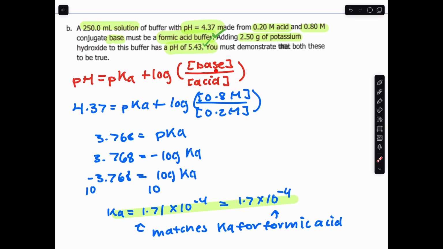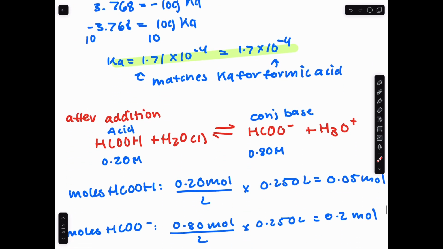So first, we're taking our Henderson-Hasselbalch equation and plugging in the pH that we're given, and we're solving for pKa. And we are given the two molar values, which we'll plug in for base and acid, respectively. So when you do this math through, you're going to get that the Ka is 1.71 times 10 to the minus 4th, which matches the Ka that we were given on our sheet for formic acid. So there you've proved that it's formic acid.